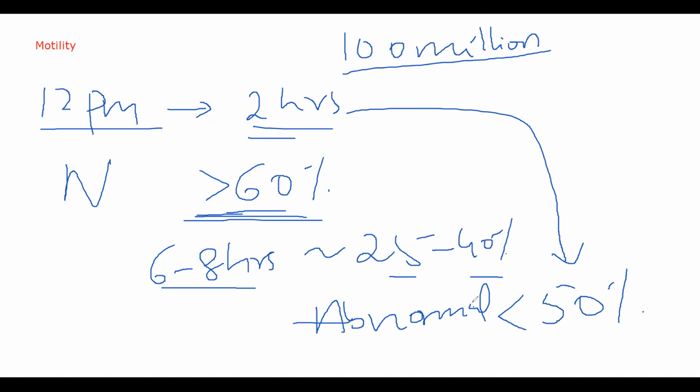Now, I'm not telling this after some time, okay? I'm not telling after a couple of hours or something. 50%. This will be within 2 hours. If within 2 hours less than 50% of sperms are immobile or immotile, in that case it is abnormal.